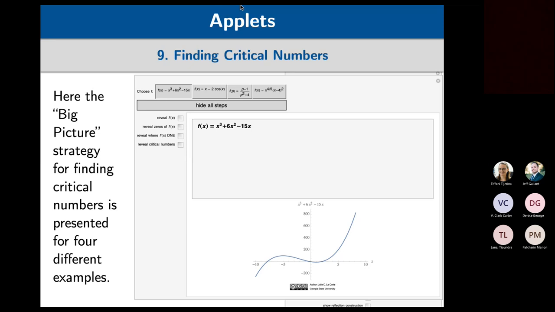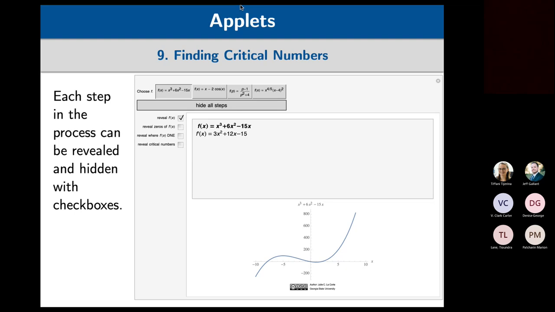So now we're moving into what I call the strategy guides, for lack of a better name. These emphasize the big picture strategy for multi-part problems. This applet has four different problems. Students are asked to find the critical numbers. Each step in the process can be revealed and hidden with checkboxes.